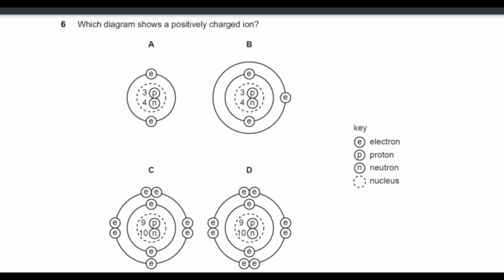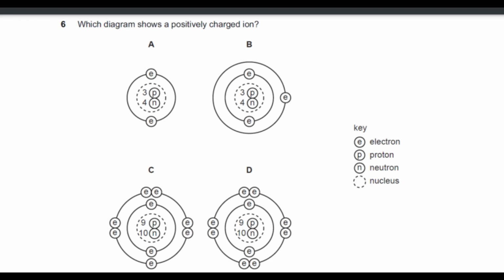My next question is which diagram shows a positively charged ion? Before approaching the options, we must know that positively charged ions have a greater number of protons as compared to the number of electrons. Because in atomic structure, we study that protons are positively charged and electrons are negatively charged. So the greater number of protons will give a positive charge to the atom. According to this information, Alpha is the correct option for this question.